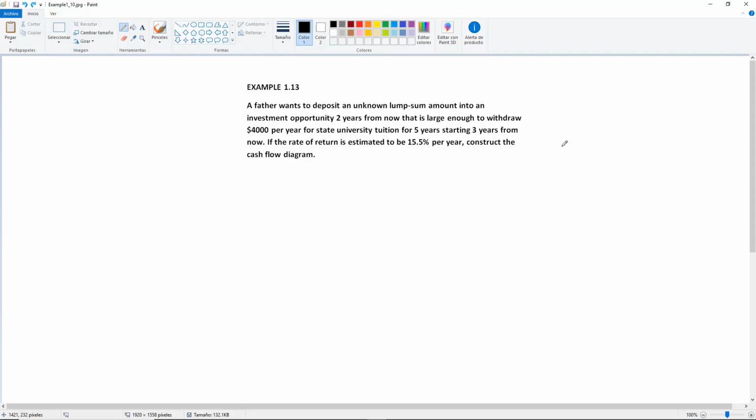Example 1.13. A father wants to deposit an unknown lump sum amount into an investment opportunity 2 years from now that is large enough to withdraw $4,000 per year for state university tuition for 5 years, starting 3 years from now. If the rate of return is estimated to be 15.5% per year, construct the cash flow diagram.